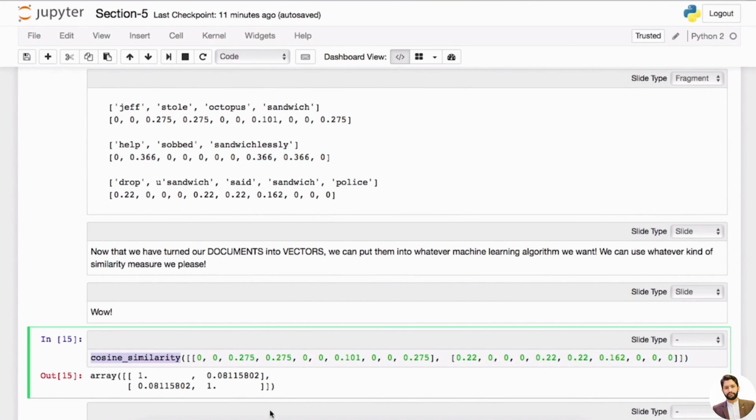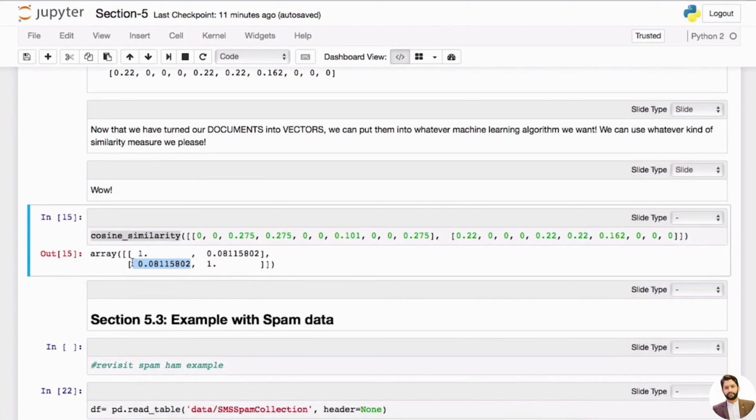You can see 1 and 1, because this is the first document to itself, showing how similar it is to itself. Of course it's going to be 1, and this is going to be 1 as well. But this and this are symmetric. This is the cosine similarity between the first and second documents, the first vector and second vector, and it is 0.08. I wouldn't think that is very high in terms of how similar they are, but we can try something else.